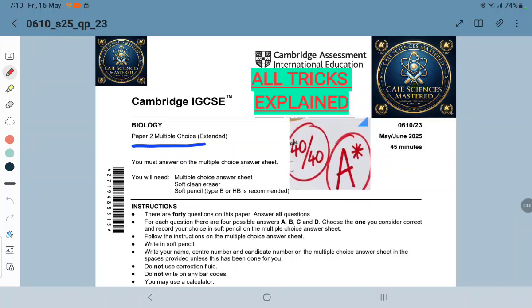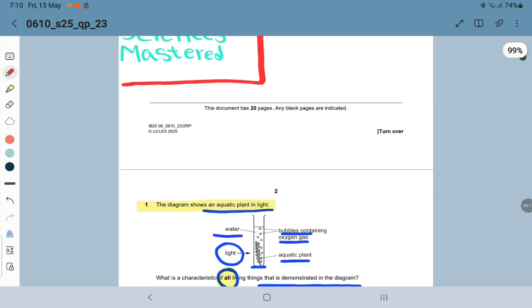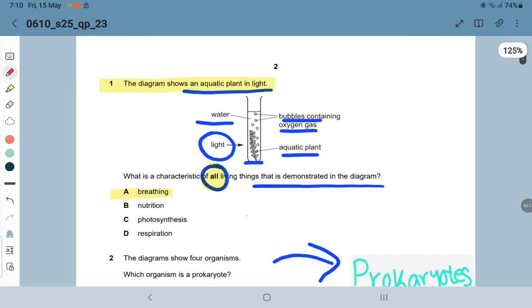Hello and welcome everybody. Today we are going to solve the May-June 2025 Paper 2 Variant 3 Multiple Choice. Let us start with the first question in writing here.